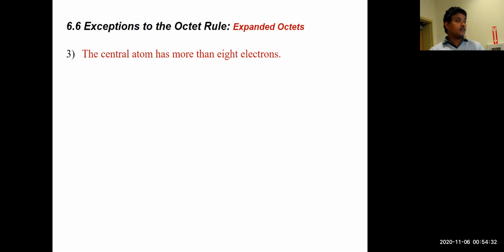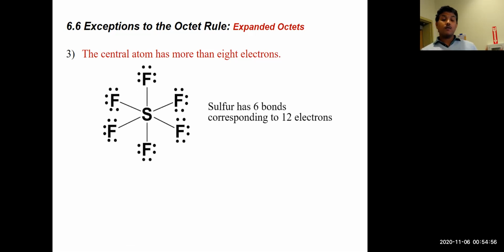And the third exception to the octet rule is that the central atom has more than 8 electrons. This is the most popular exception that you have to use, because we have plenty of examples, and you have to get used to working with molecules that have a central atom with more than 8 electrons. Here we are going to spend some time on these kinds of examples. One popular example is sulfur. Sulfur normally would like to have, just like its neighboring same-period element oxygen, 2 lone pairs and 2 bonds and have 8 electrons total.